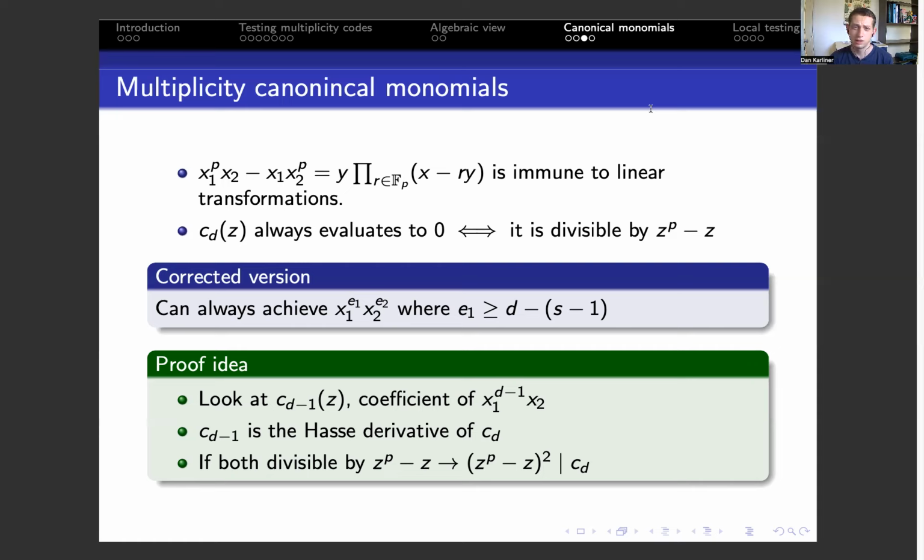Now, this is just the example of the case of looking at two of these polynomials, but in the general s case, we could be looking at s of these polynomials, and they'd all be derivatives of each other. And if they're all divisible by z to the p minus z, this gives us a stronger lower bound on the degree.